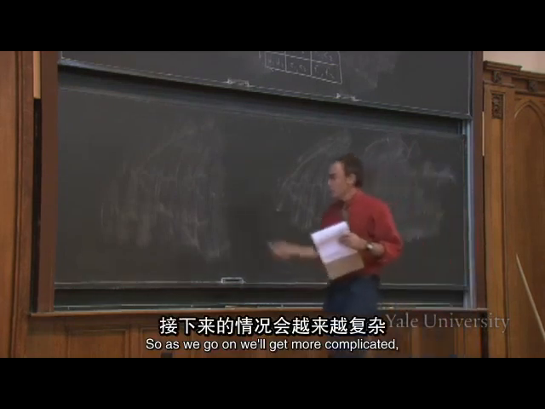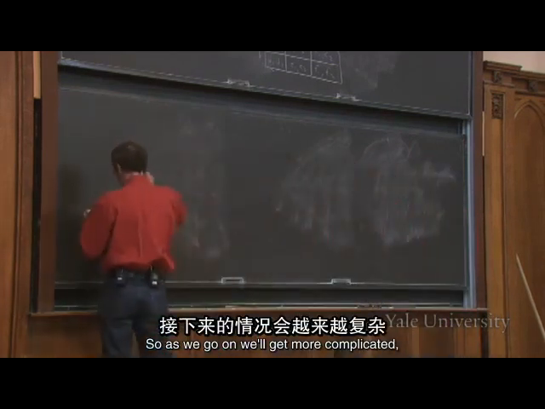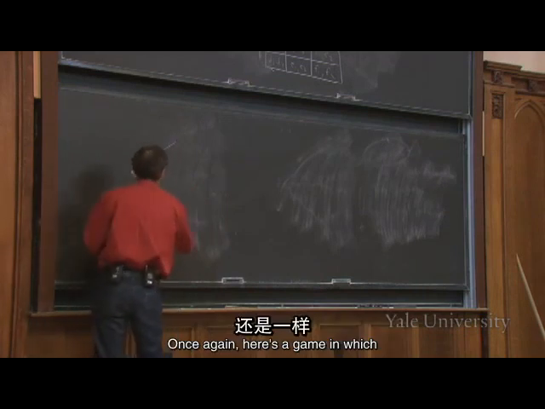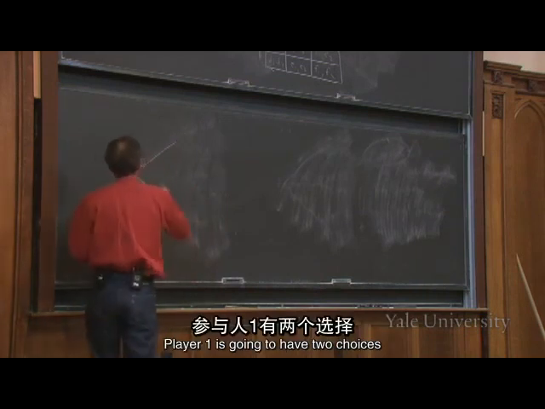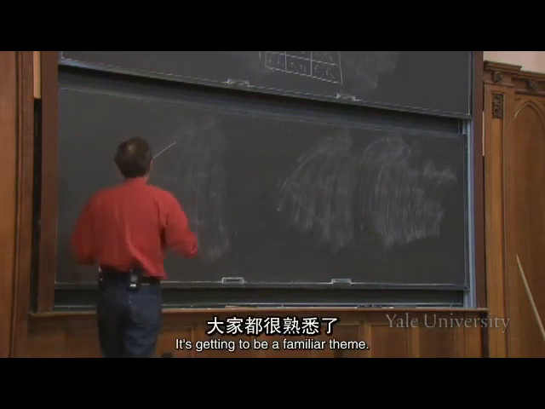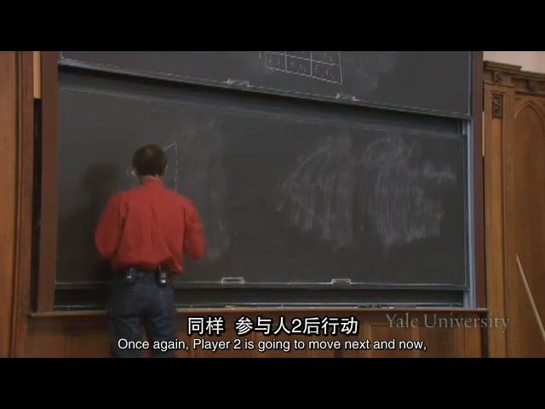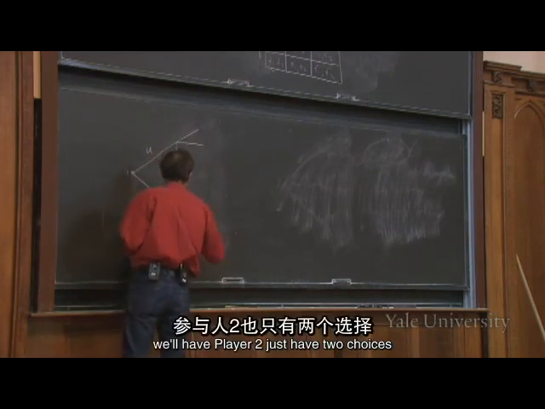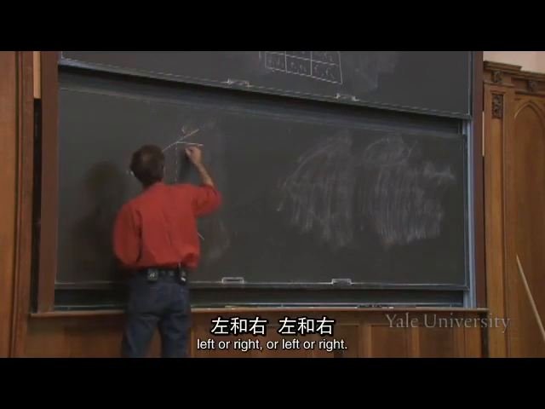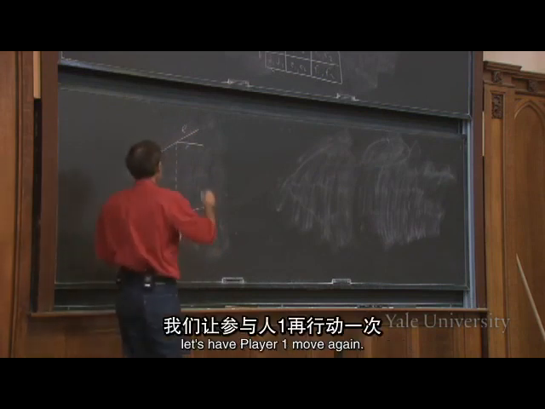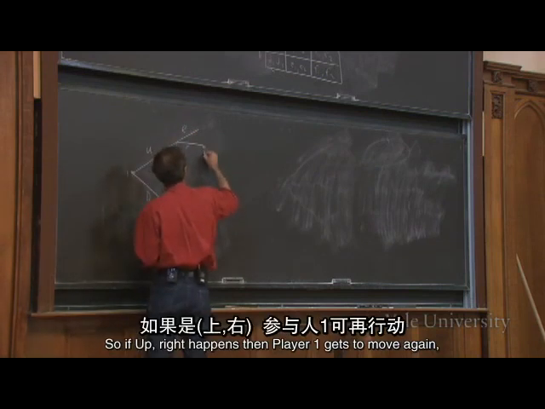All right, so as we go on, we'll get more complicated, so let's get a little bit more complicated now. Once again, here's a game in which player 1 is going to have 2 choices, and we'll call those choices up or down. It's getting to be a familiar theme. And once again, player 2 is going to move next, and this time, just to keep things simple, we'll have player 2 just have 2 choices, left or right. But now to make things more interesting, let's have player 1 move again.